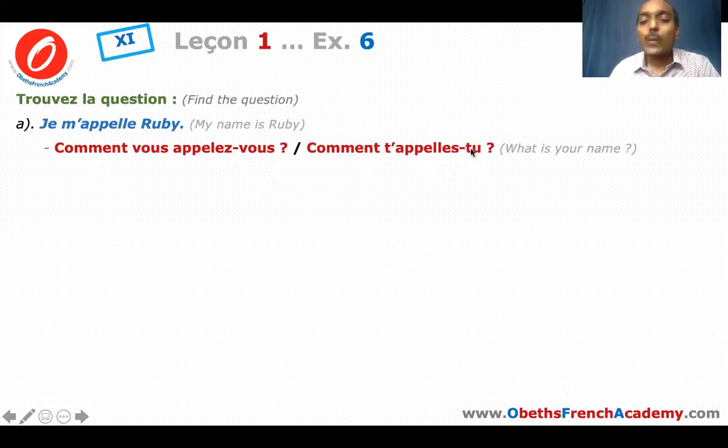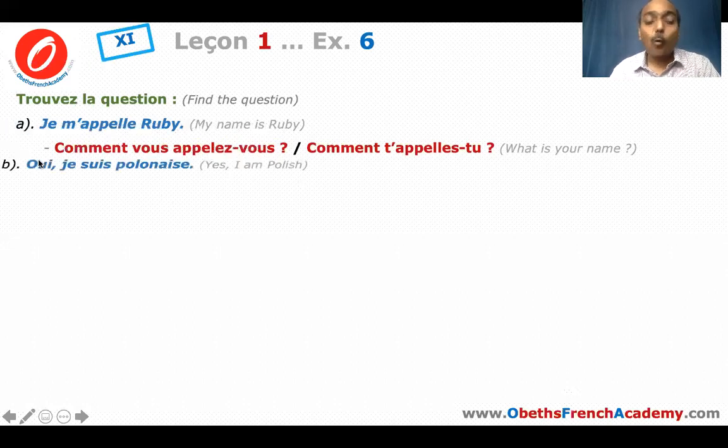So you need to check when the subject is tu, the verb ending is es. We need to put one more L and then an es. And your reflexive pronoun is te, which will become t apostrophe. But when the subject is vous, your ending is what? Ez. And then your reflexive pronoun for the subject pronoun vous, it's vous. So I hope you've understood. This is how they'll ask the question, what's your name in French?